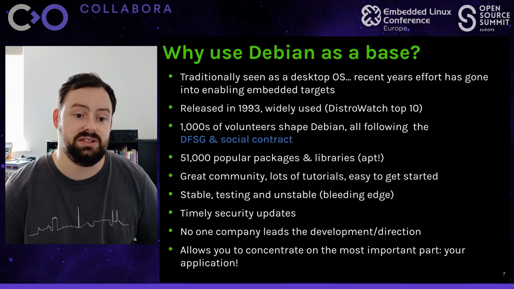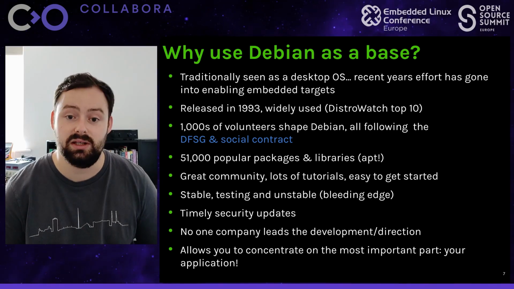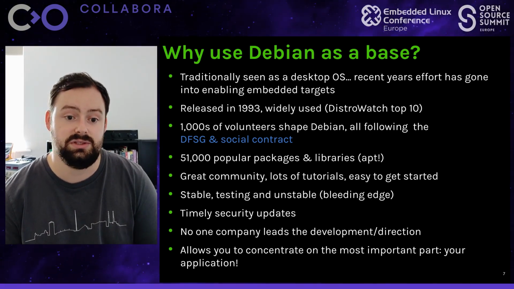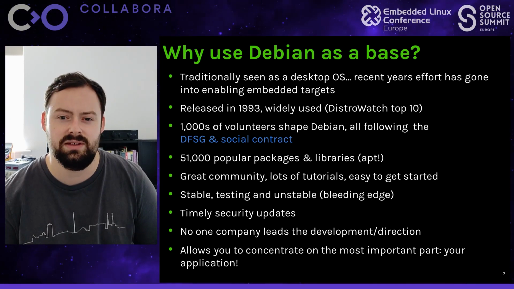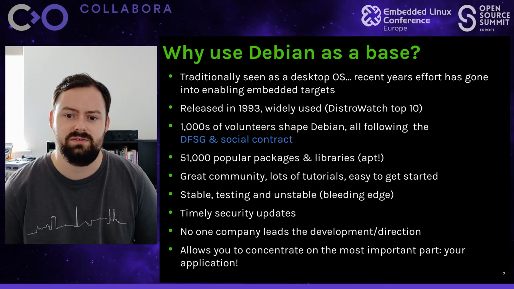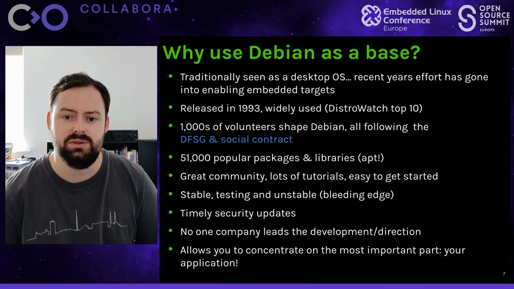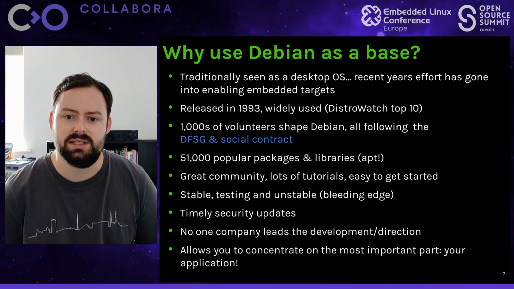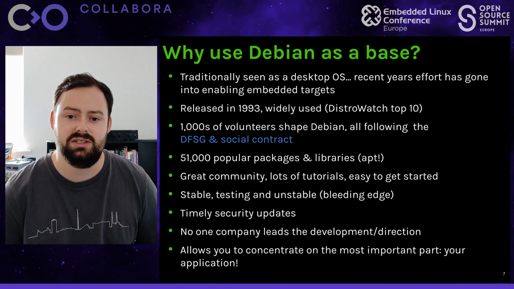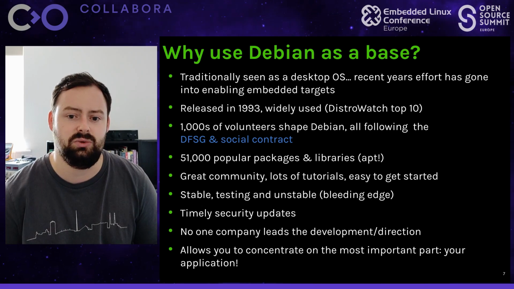Debian was released in 1993, and it's quite widely used. I mean, it's in the DistroWatch top 10 list. I think it was number 3 a couple of years ago. It's dropped down now because some Debian-based derivatives have pushed up high, like Ubuntu and elementary, things like that. But still, really, Debian does dominate. Debian and its derivatives do dominate the DistroWatch list.